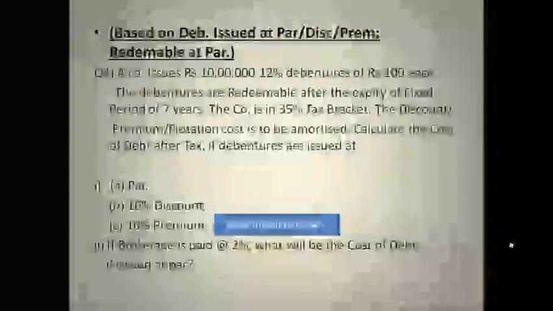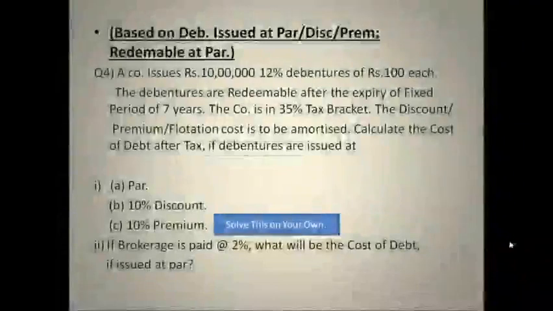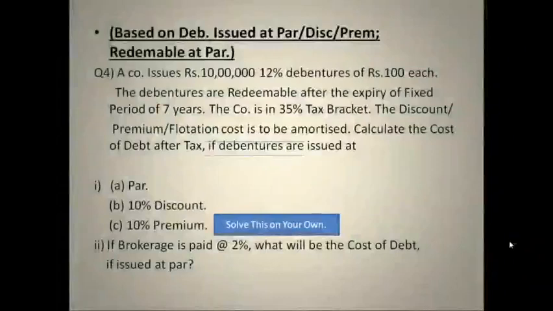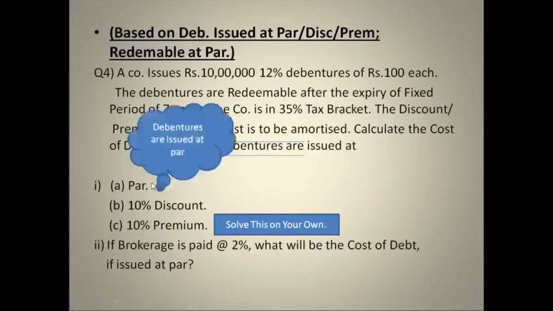So the question says a company issues rupees 10 lakh 12% debentures of rupees 100 each. The debentures are redeemable after the expiry of a fixed period of 7 years, and the company is in the tax bracket of 35%. The discount, premium and the flotation cost are to be amortized. We have to calculate the cost of debentures after tax if they are issued at a par rate, discounted rate and premium. So we will first solve for debentures which are issued at a par rate.